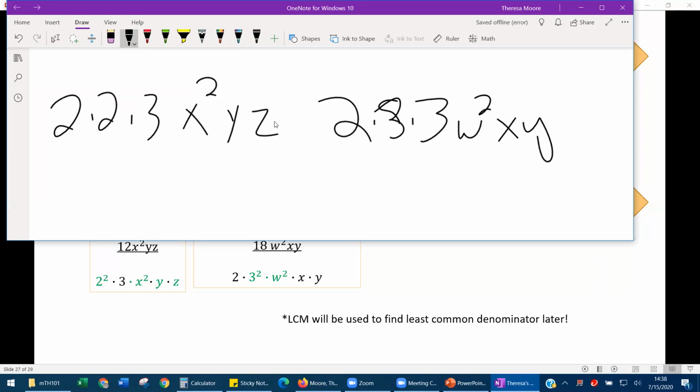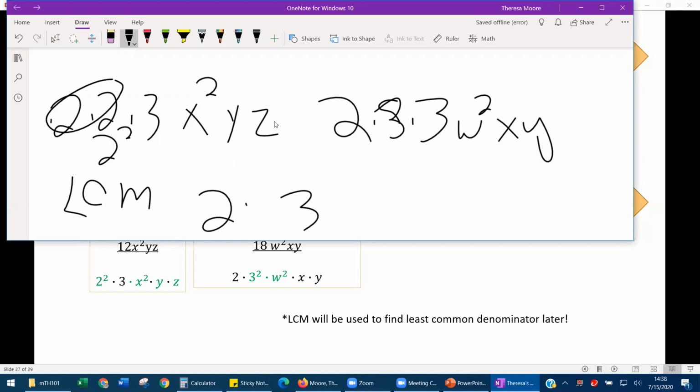So the least common multiple of the numbers, we need 2s and 3s. We need a 2 and we need a 3. Exponent-wise, this would be 2 squared. This would be 3 squared, so we need a square on each of them. Letter-wise, we need the letters to their highest powers. So we need x, y, z, and w, and we need the highest powers. Just like with the numbers, with the letters you need the highest. So x, we need the square, and w, we need the square.